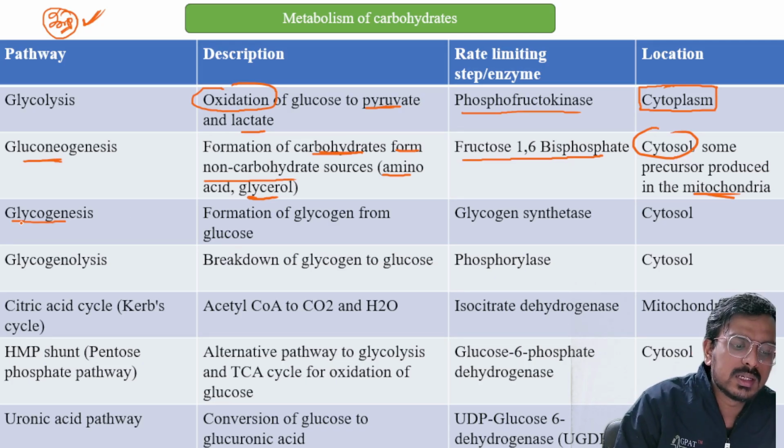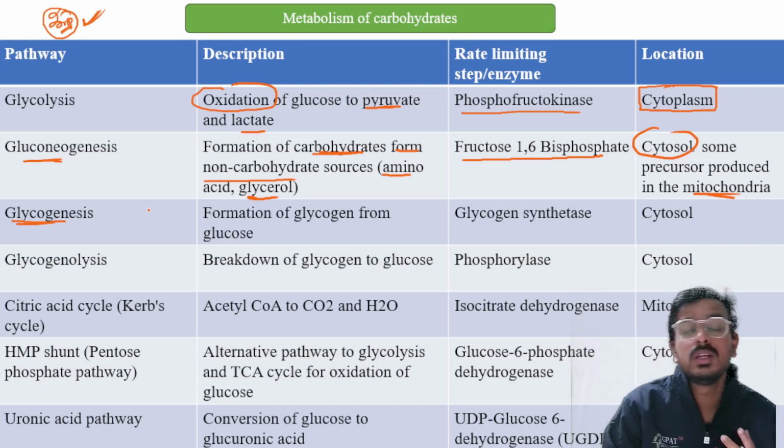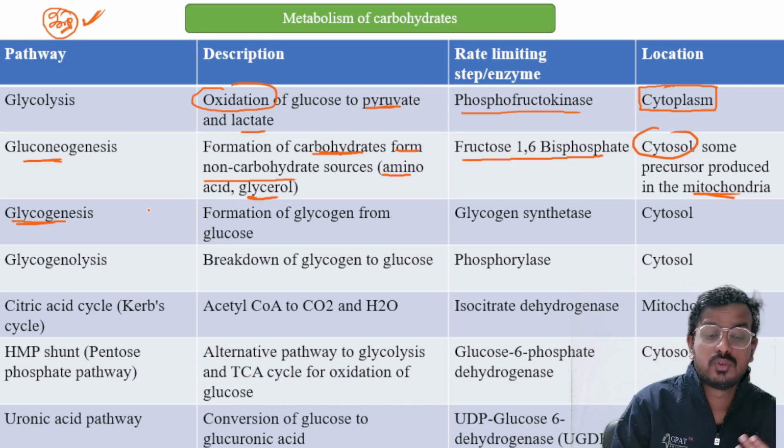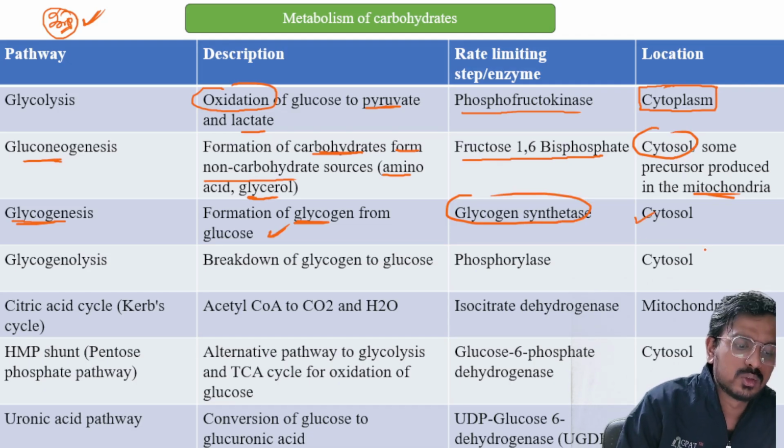Next is glycogenesis. Glycogenesis means synthesis of glycogen from glucose. So this is basically the storage form of glucose, that is, formation of glycogen from glucose. The rate limiting enzyme is glycogen synthetase. Where is it carried out? It is carried out in the cytosol.